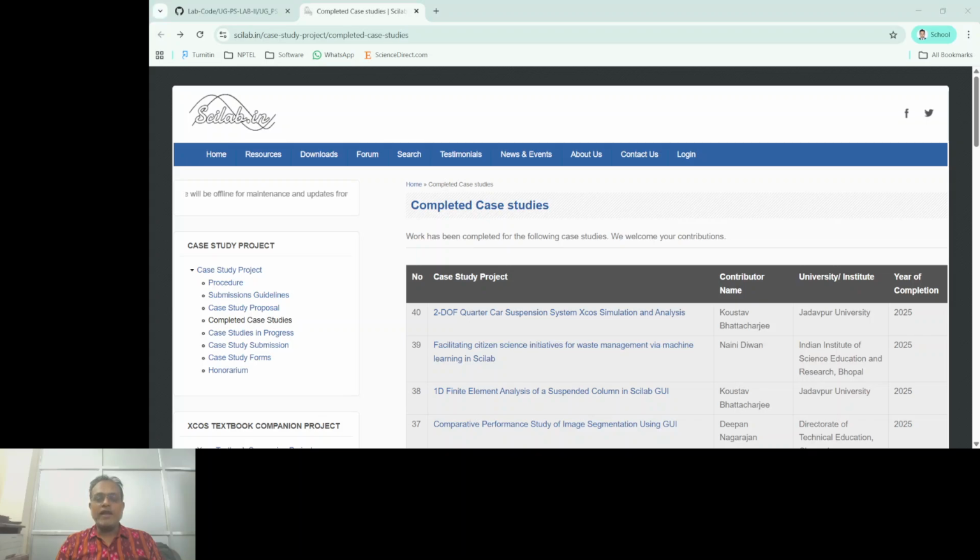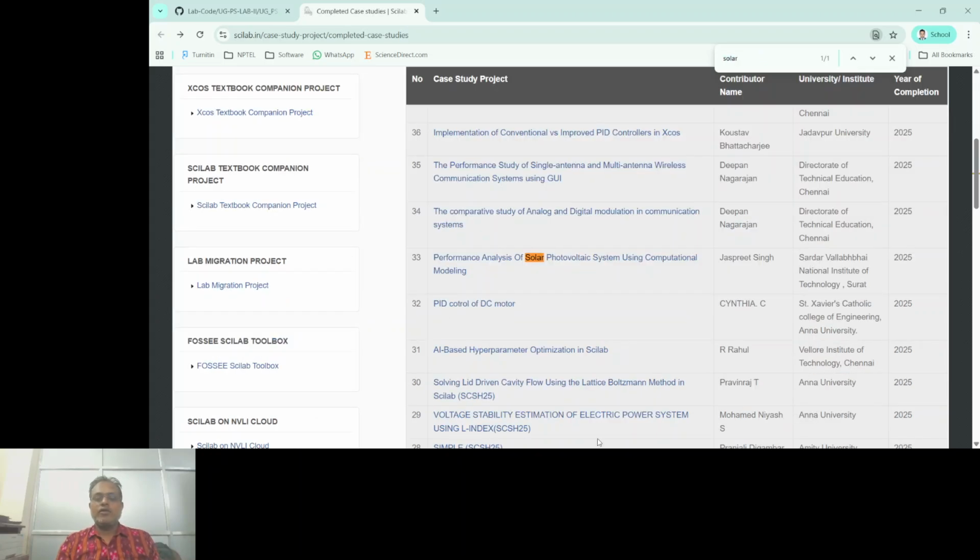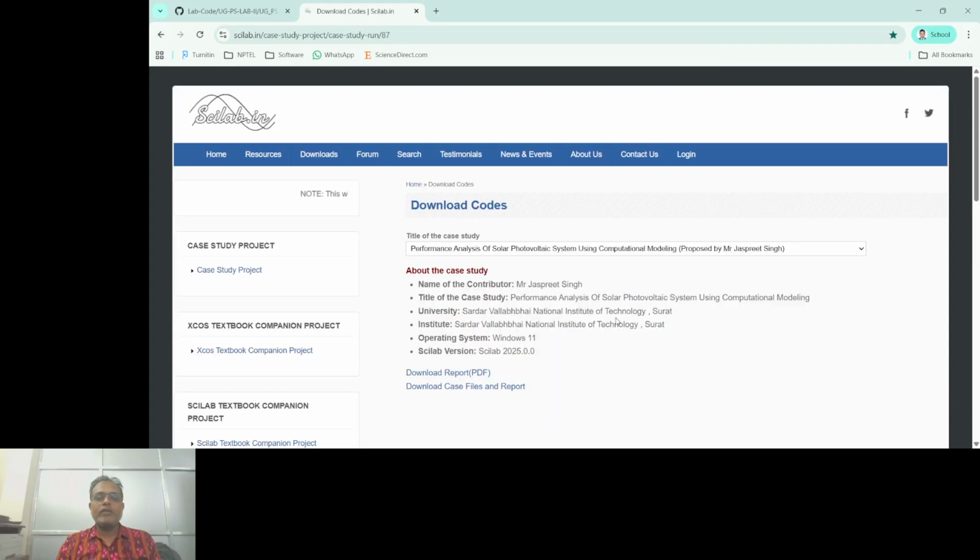This is the Scilab website where some completed projects are available. If you search here for solar, you see Performance Analysis of Solar Photovoltaic Systems using Computational Modeling. It was created by Mr. Jaspreet Singh of Sardar Vallabhbhai National Institute of Technology, Surat, in the year 2025. The report is available if you click on this. Then you see the contributor name is available.